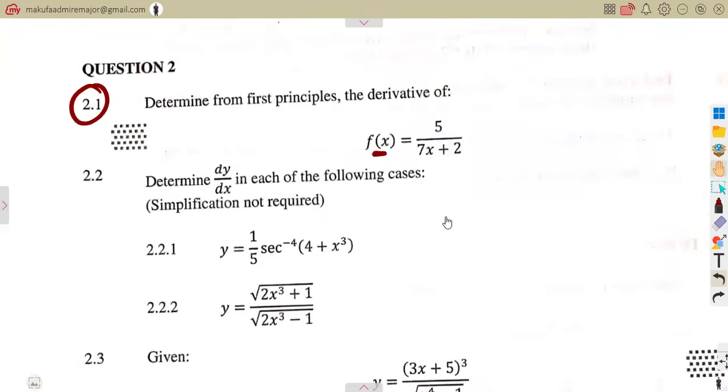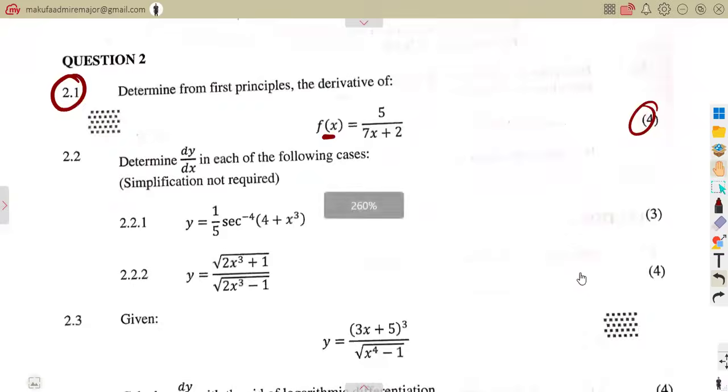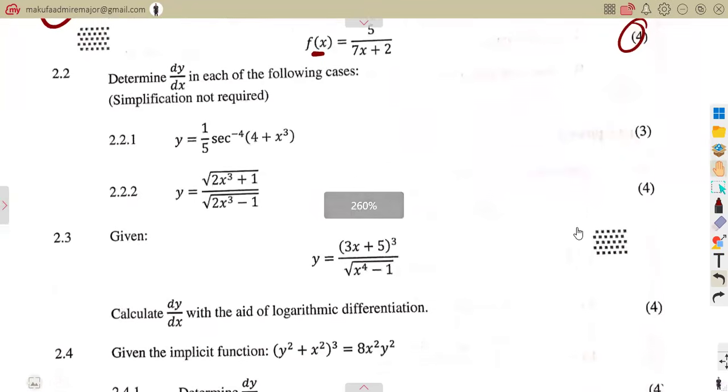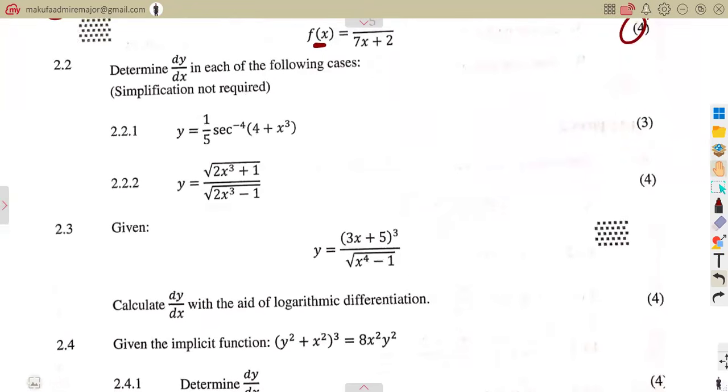The first principles, and we are given 4 marks for that. All right. 2.2, determine the derivative of y with respect to x, which is dy dx, in each of the following cases. Simplification not required. We are not simplifying anything. Okay, let's check the first one. The simplification, remember, it is not required.